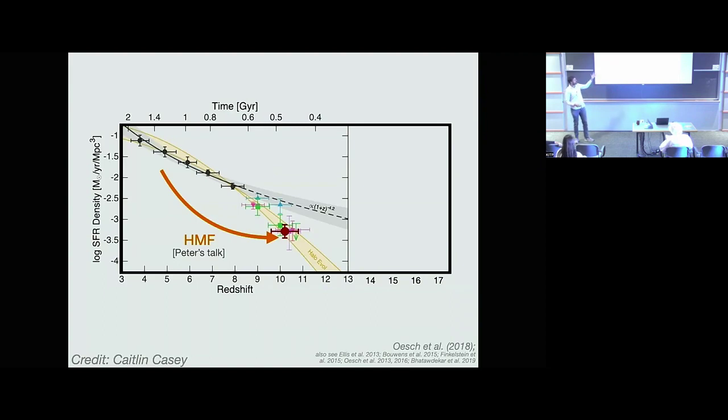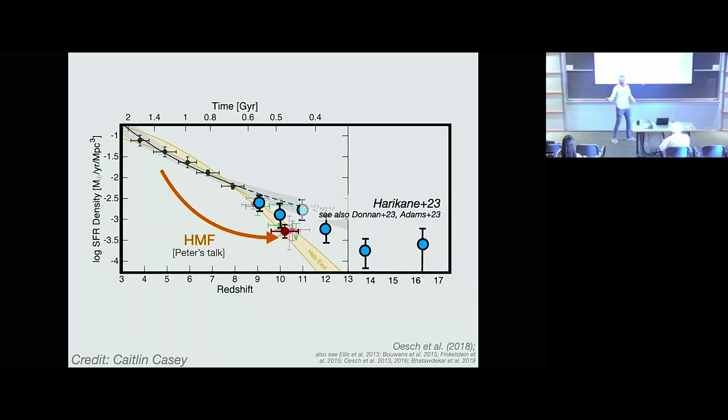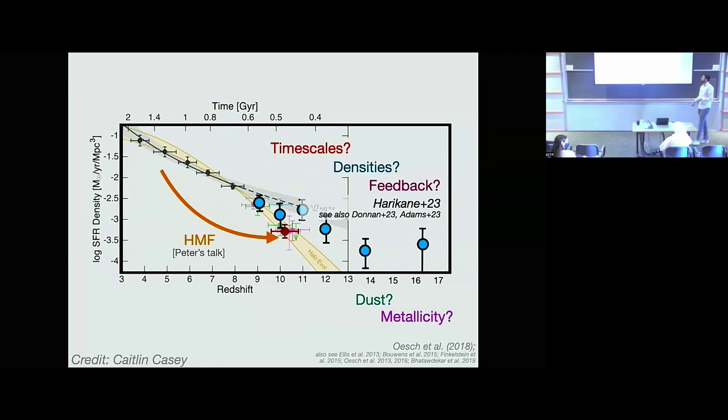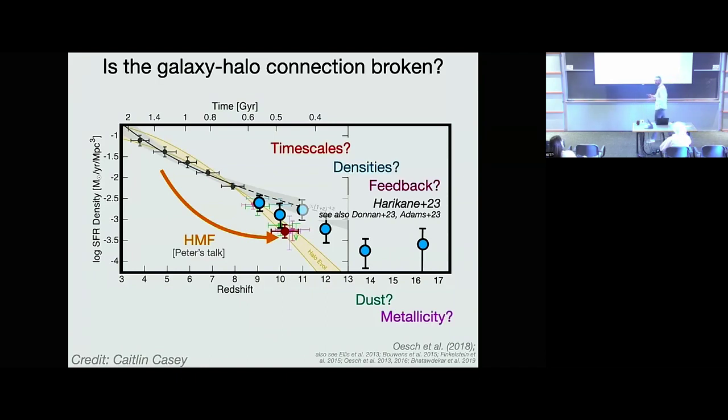Now, of course, once we turned JWST on, what we started to see was a deviation from these sort of extrapolations based on halo mass functions. So we started to see higher star formation rate densities. Now, the dust hasn't quite settled on this, pun intended, but it seems to be more star formation. And this is something perhaps we should have expected, that these extrapolations we're used to would break down. When you go to high redshifts, timescales are shorter, densities are higher, there are different feedback processes, dust might be different, metallicity. So the question is, is the galaxy-halo connection broken? And when I say broken, I mean specifically, is it different from what we're used to at low redshifts?